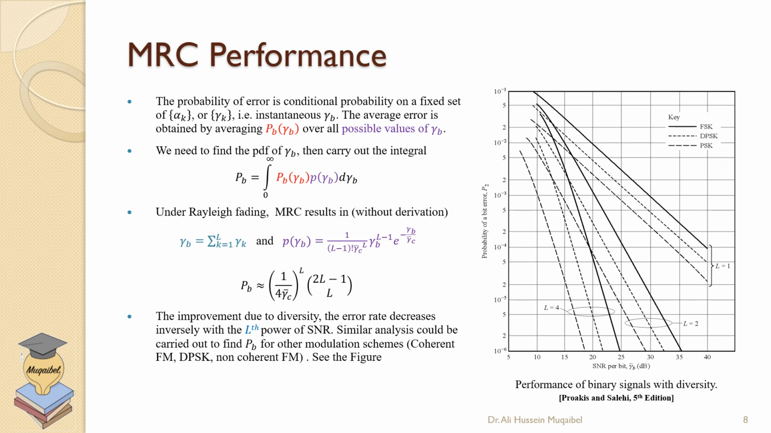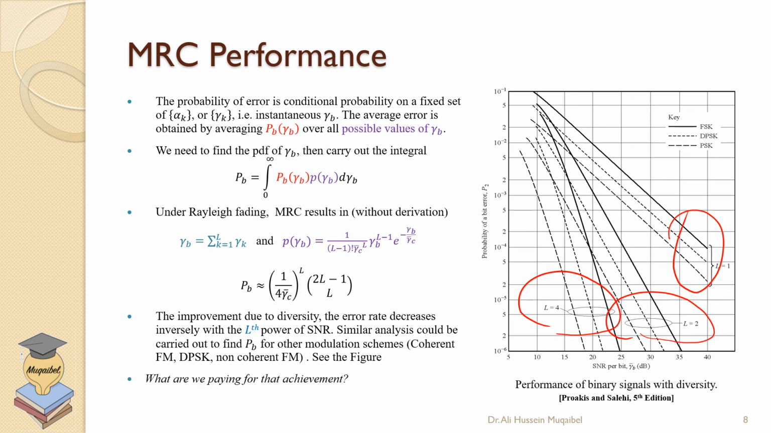If we do all of this, we get the curve on the right, which shows the performance. The first set here is for L equal to 1, one branch, comparing FSK, DPSK, and PSK. We know that for fading channels, it's going to be linear. For L equal to 2, it's improving, and dramatically for L equal to 4. And as we increase L, it becomes like a waterfall curve.